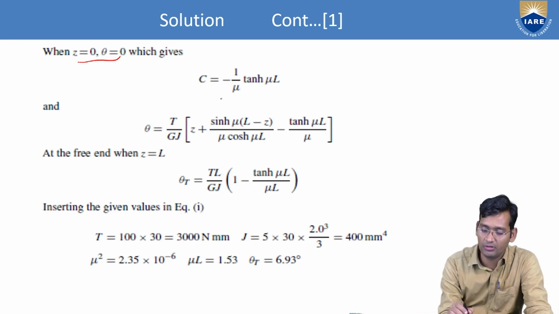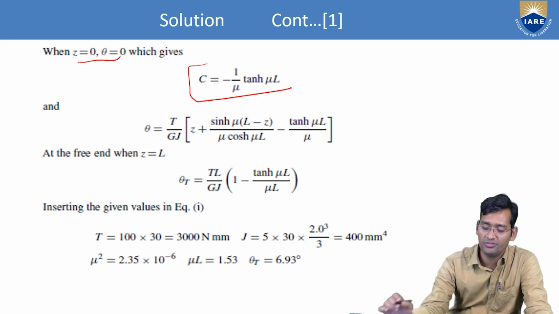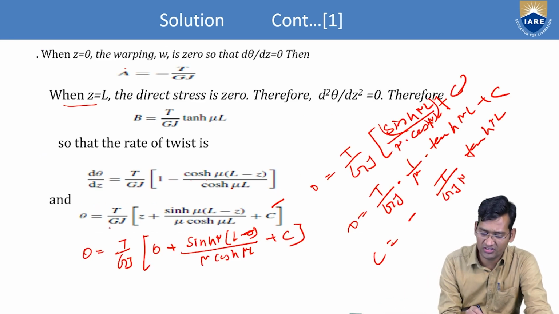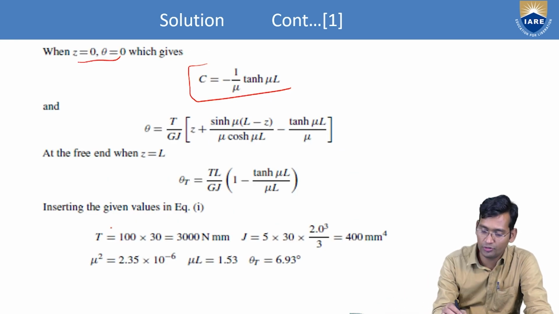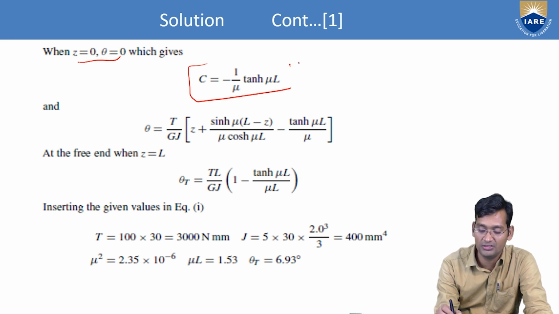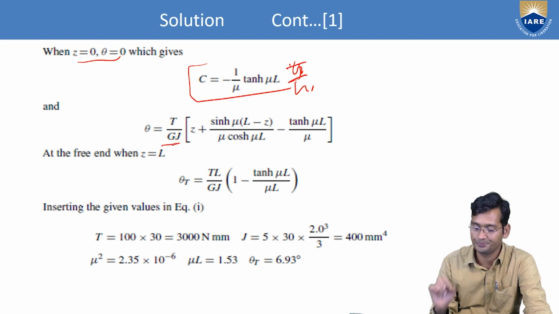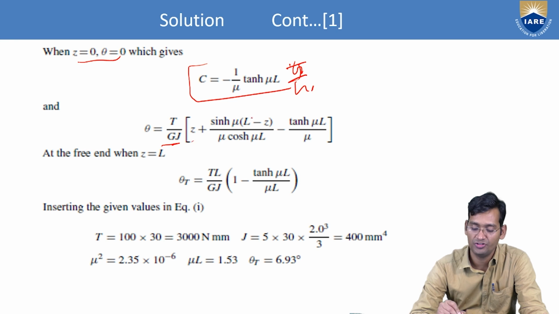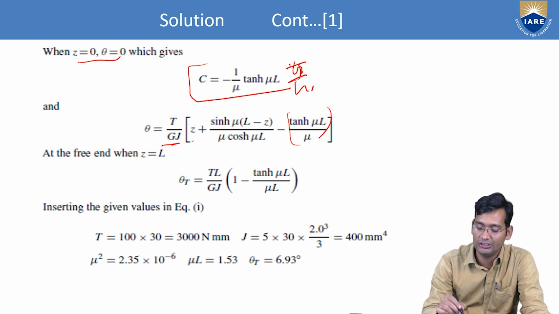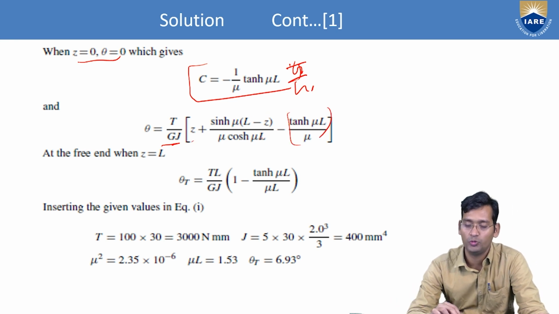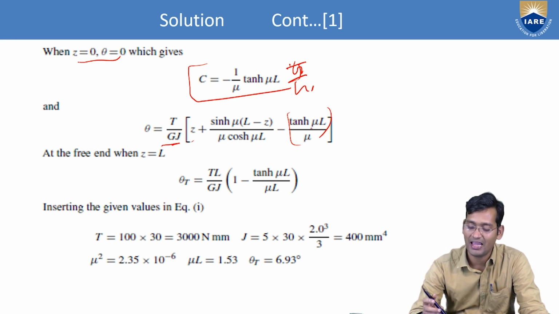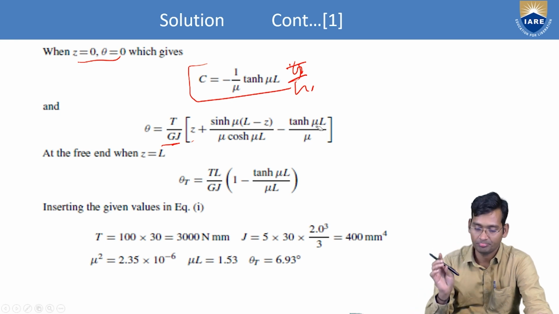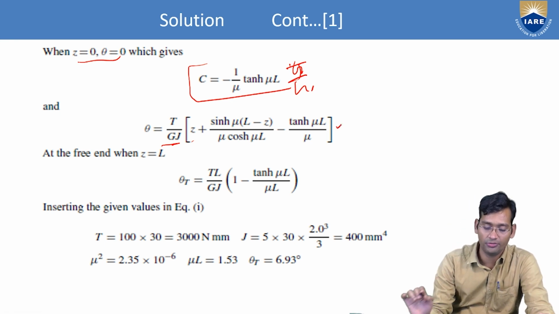So after substituting, what will we get? Here T equals minus, okay, I'm just taking that term. After substituting, that minus GJ by T by GJ will be there, so that T by GJ is common here. So theta is T by GJ into Z plus, after substituting the value of C, sinh mu (L minus Z) by mu cosh mu L minus tanh mu L by mu. Right? So now this is there.